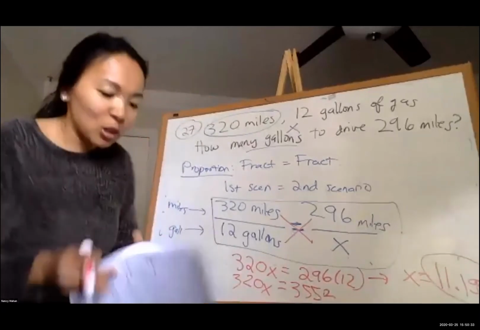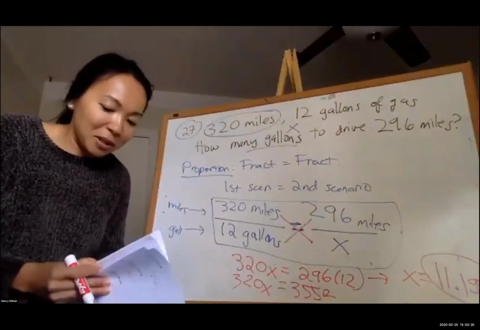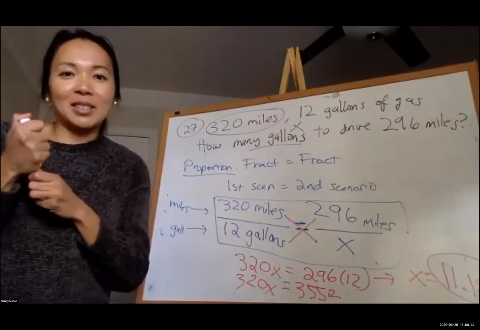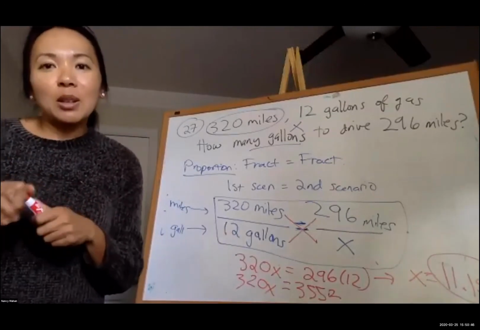Let me just double check this on number 27 in the back. Was that right? Yeah, 27. Okay, perfect. 11.1 gallons. Does that make sense? Yeah, that makes sense now. Great. Anyone else have any other questions? I probably have time.